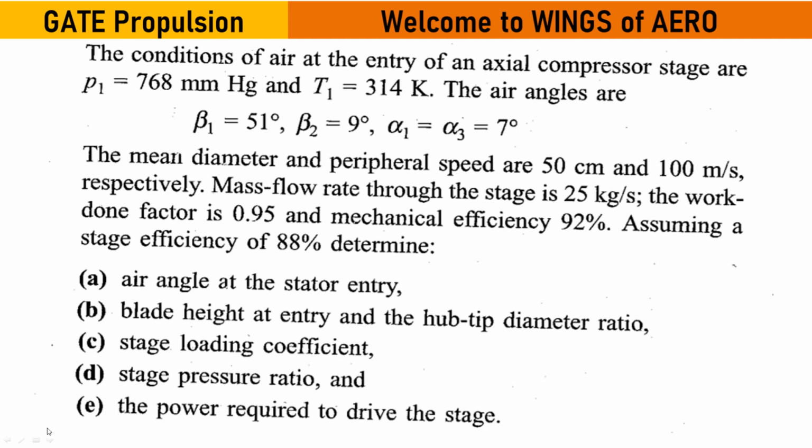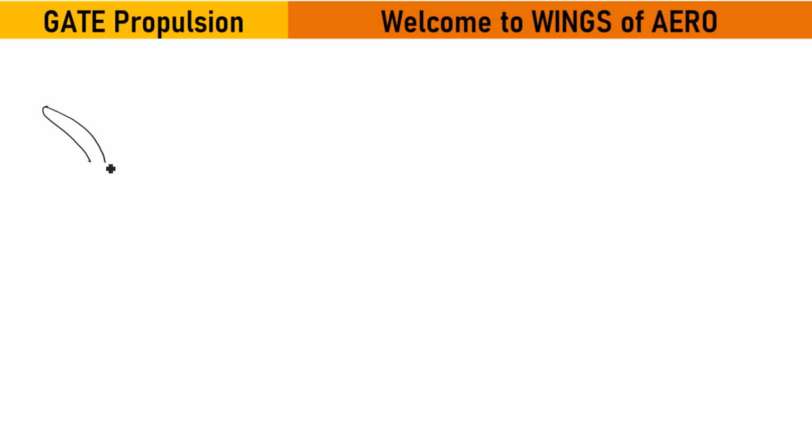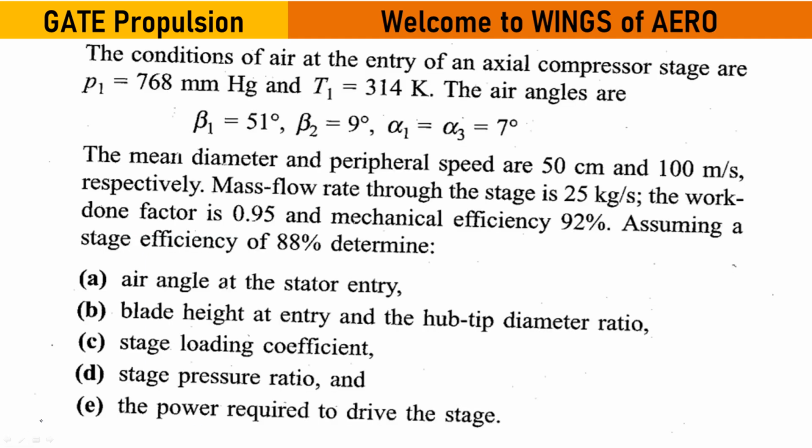Okay, let's first draw the schematic diagram. So this is the rotor, here we'll have the stator. Fine, and from here the flow is entering, here the flow is coming and entering into the stator, and again it is now leaving. Now what are the values that are given?